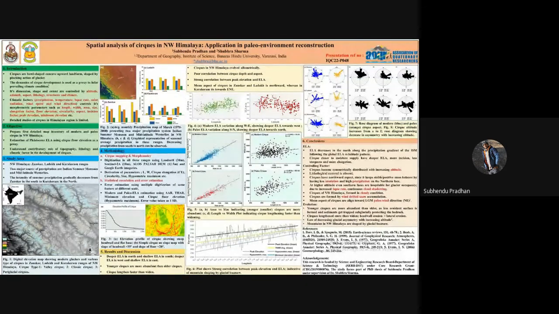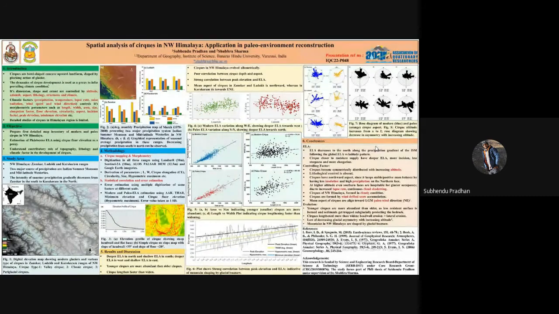Now, cirque dimension is controlled by climatic factors like precipitation, temperature, wind speed, and wind direction, and non-climatic factors such as altitude and lithology. So cirque dimension parameters like length, width, and height, and maximum and minimum elevation are extracted and interpreted along with the precipitation gradient. To summarize my major findings, I'll go point by point.